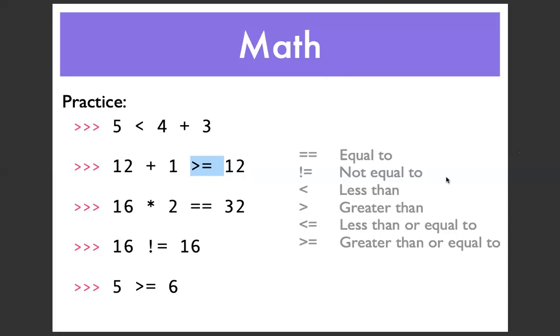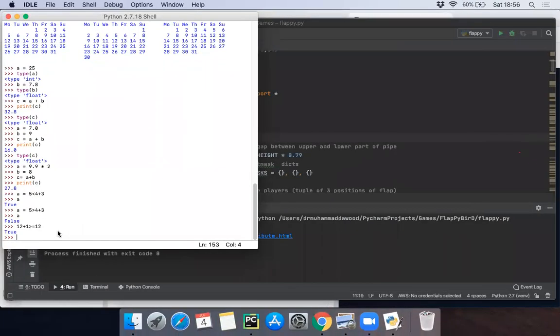Okay. So Rayan and Arush, what do you think about it? Is it false or true? True. How? Rayan, how are you going to say it? It's true. 12 plus 1 is greater than 12, but there is a sign which says it's equal to. Okay, let's check it. It's true.